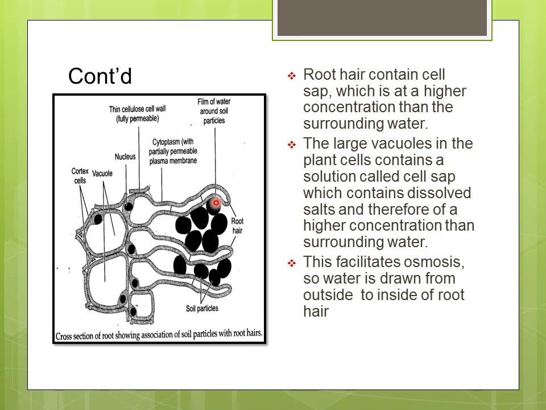So just let us revise once. So the water from outside is being absorbed to inside the root hair as the concentration inside the cell sap is higher than that of the outside, and it is passing through a semi-permeable membrane here. So this process is called osmosis. So now we will be discussing several processes and several important terms.